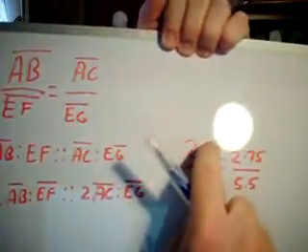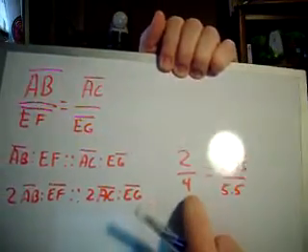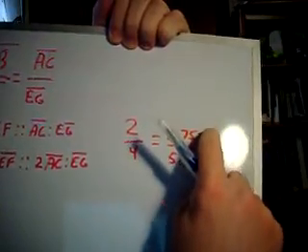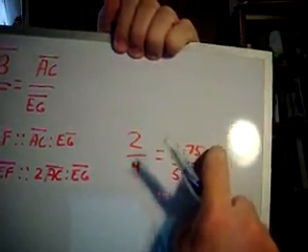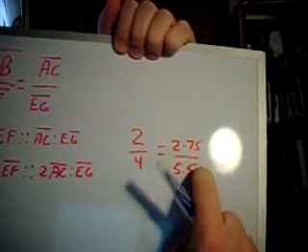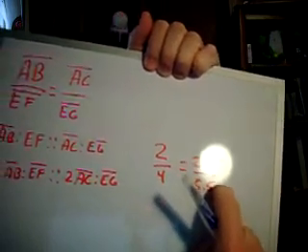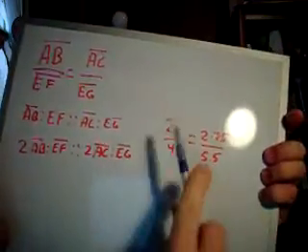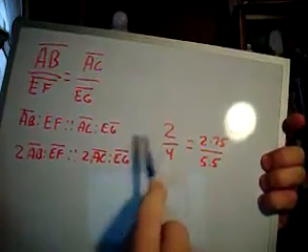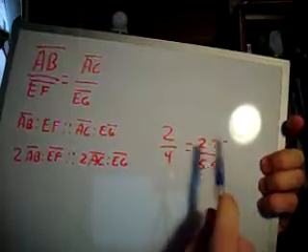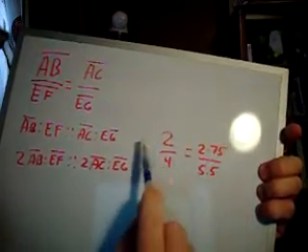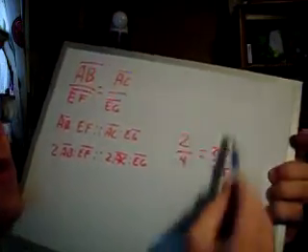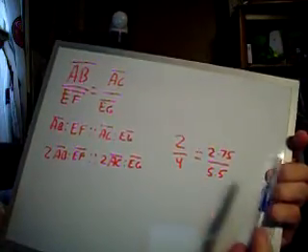AB is 2 inches long. EF is 4 inches long. AC is 2.75 inches long. And EG is 5.5 inches long. Now, if you take both of these fractions times 2 over 1, you're going to multiply fractions here. You're going to have a fraction of 2 over 1 here and 2 over 1 here. When you reduce both of these fractions down, they're going to be the same.